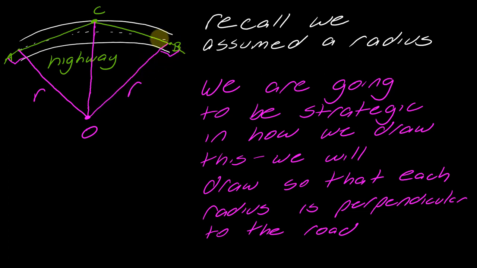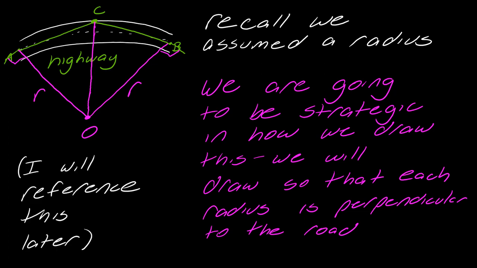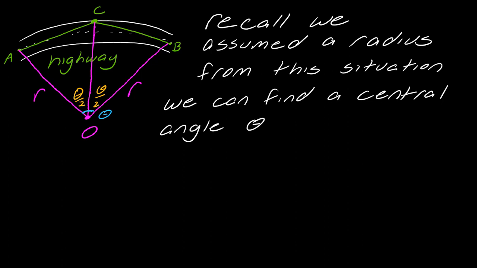The radius meets this line segment in such a way that we get a right triangle. And knowing that this is a right triangle is what's going to make this problem so much easier. If we didn't have this right triangle, this problem would be really tough. Okay, I'm going to reference the fact that these are right triangles later. I'm just mentioning that now, and I'll remind you of that information when it's pertinent.